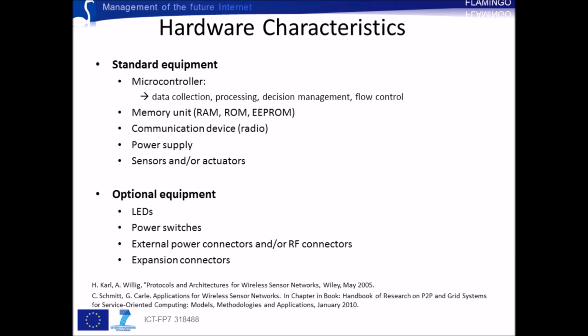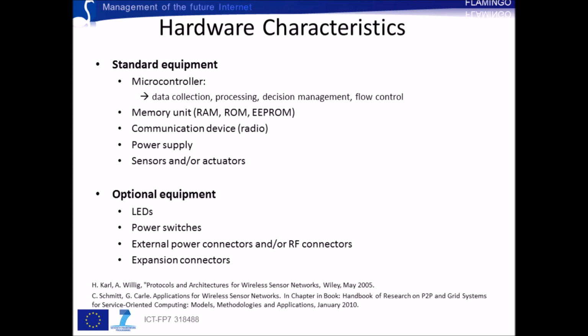After a basic overview of the wireless sensor network structure in the slide before and the role of devices, let's look at hardware. The hardware is one of the basic things you have to look at when you want to deploy a network and to manage tasks within the network for a special application. The hardware of a sensor node can be divided into standard and optional equipment like microcontroller, memory unit, communication device, the radio, power supply, and sensors and/or actors.